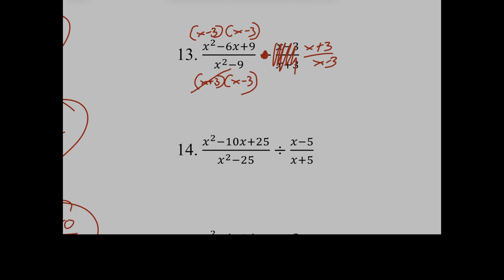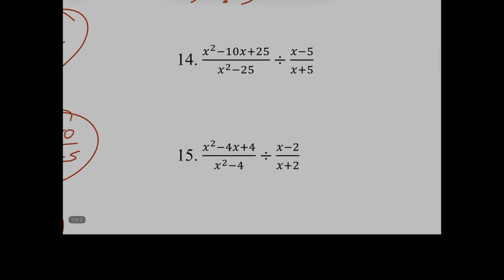Okay, so now watch this. I've got an x plus 3, I've got an x plus 3. I've got an x minus 3, I've got an x minus 3. Look at this, I got an x minus 3 and I've got an x minus 3. My answer is 1. Everybody canceled out. And when everybody cancels out, the answer is a 1. All right, let's go to the next one.